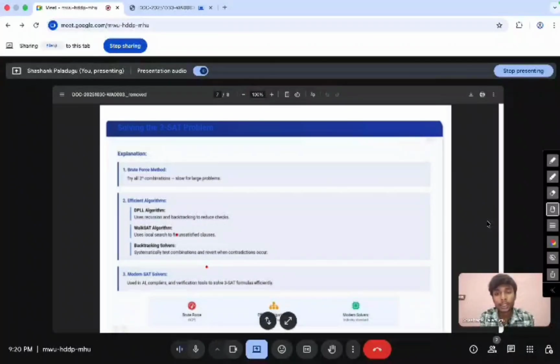Just a normal question: if someone asks why the brute force method is slow, you will answer, because the number of possibilities grows exponentially as variables increase. That's why brute force is the slowest among all of them, right?